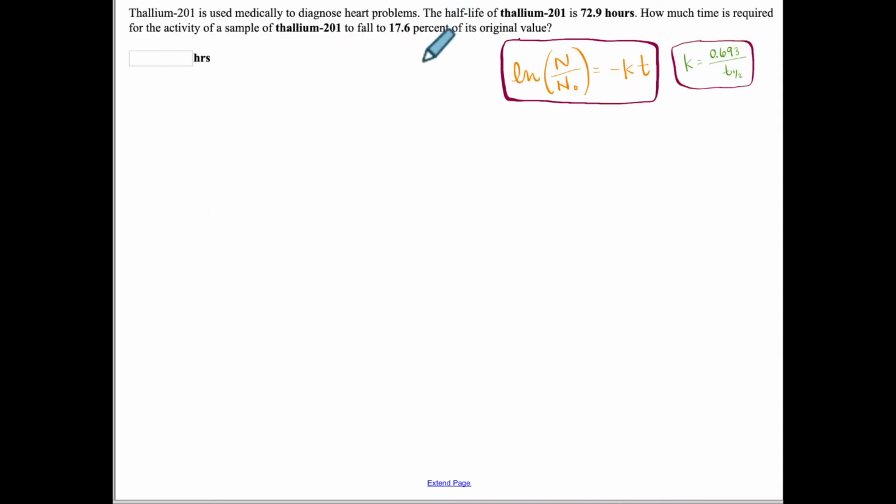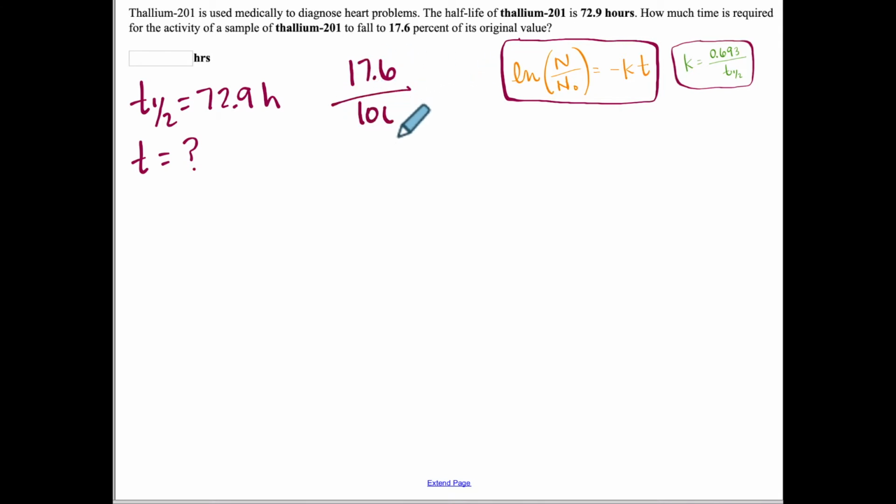In this problem, it is telling us that the half-life of thallium-201 is 72.9 hours, so we know T1 half is 72.9 hours. It wants us to find out how much time is required for the activity of a sample to fall to 17.6% its original value. So we know that our amount is going to be 17.6%, and since percents are out of 100, we can call our N what it's at now, 17.6, and our N naught, 100. We are going to need, in order to do this equation, a K.